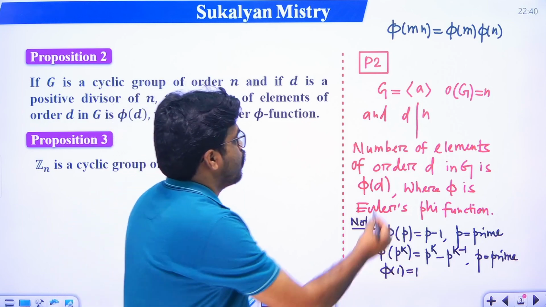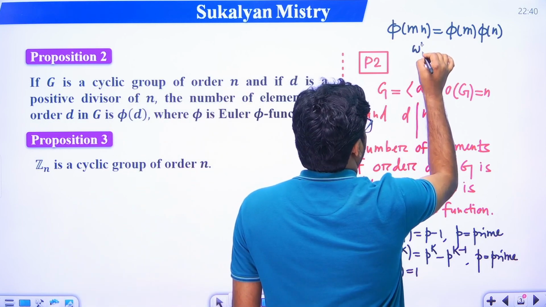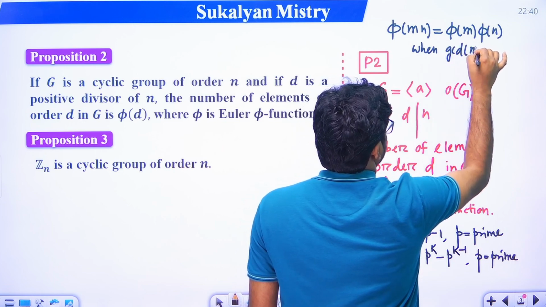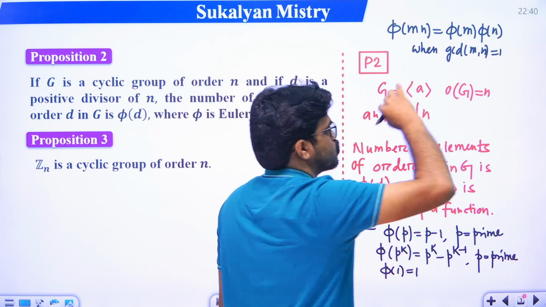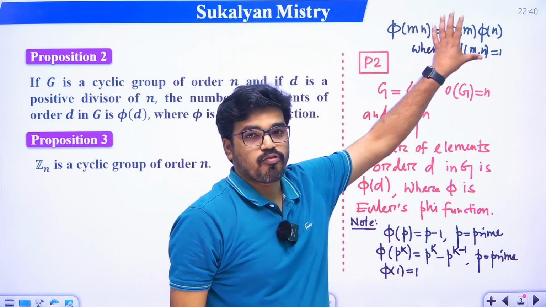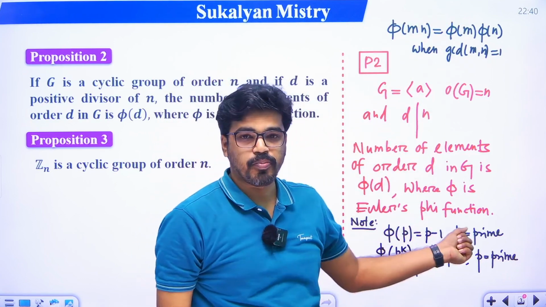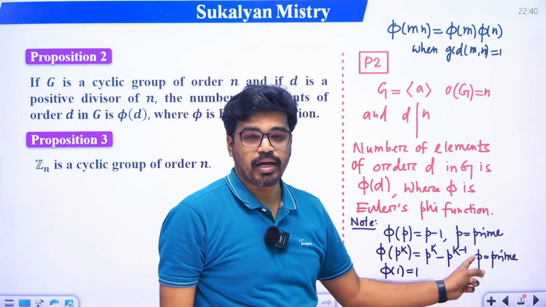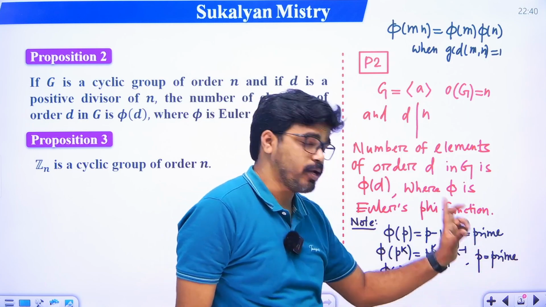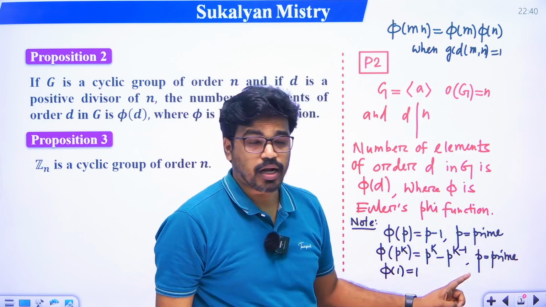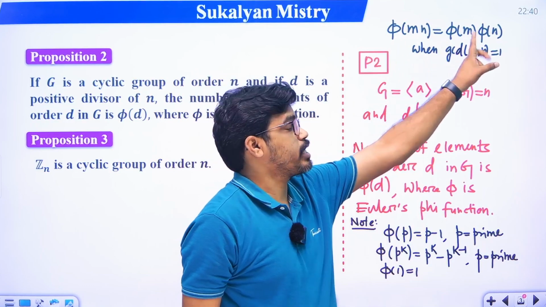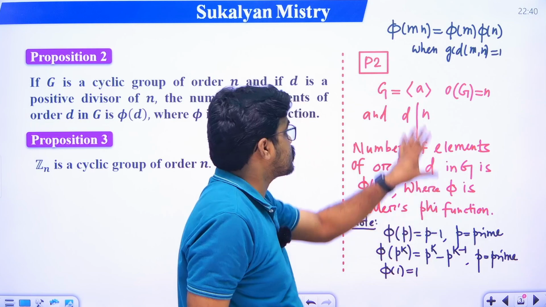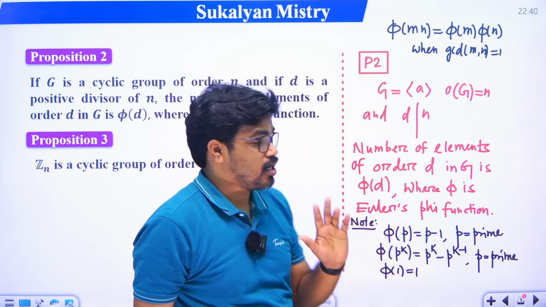This holds when m and n are relatively prime, that is GCD of m and n is 1. So these are the properties of Euler's phi function. Phi p is p minus 1, where p is prime. Phi p to the power k is p to the power k minus p to the power k minus 1, where p is prime. Phi 1 is 1. Phi mn is equal to phi m into phi n if m and n are relatively prime. So these are the properties of Euler's phi function.